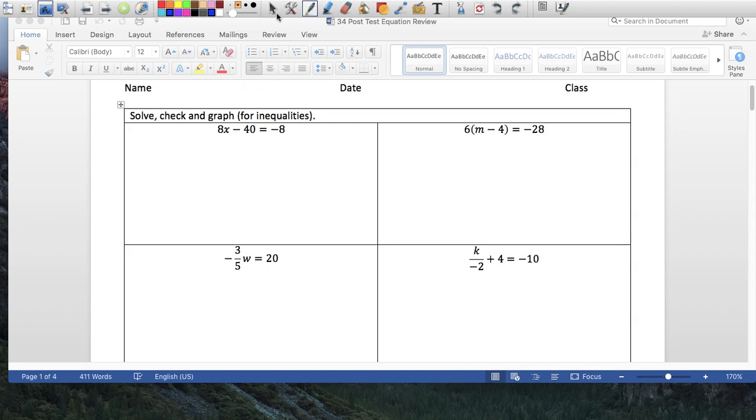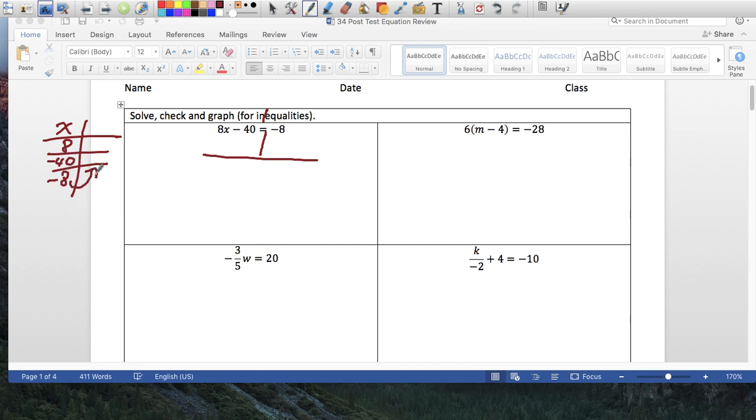And if you want to, remember, you can draw that line here. Separate the left side and the right side. And if you did your story, okay, we have a variable x, which is being multiplied by 8, and then subtract 40, and that equals negative 8.